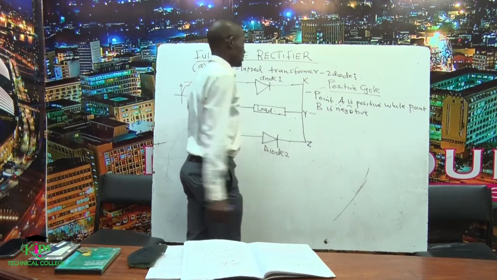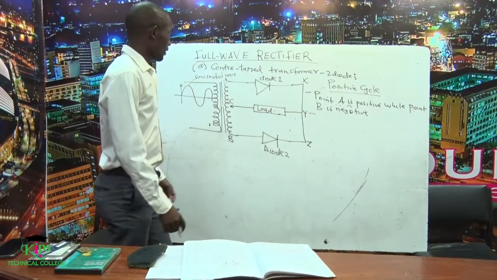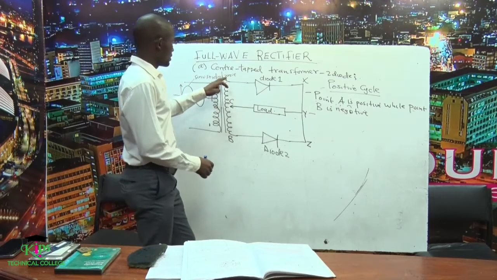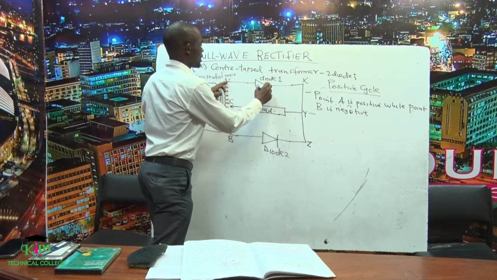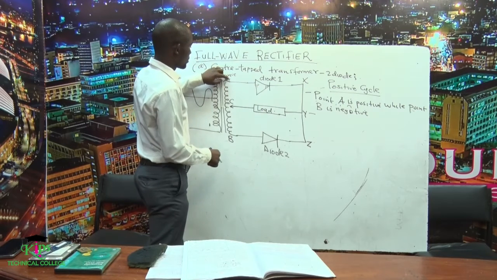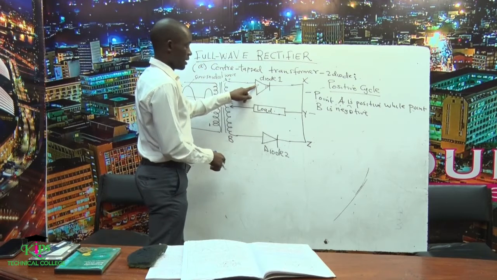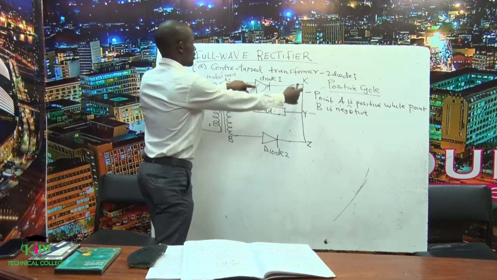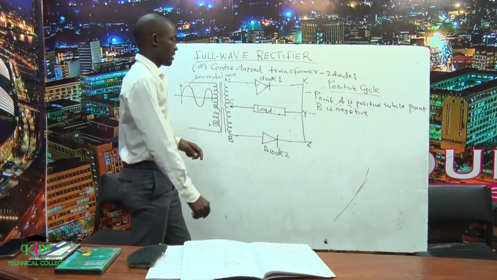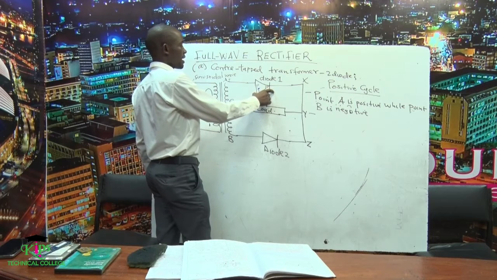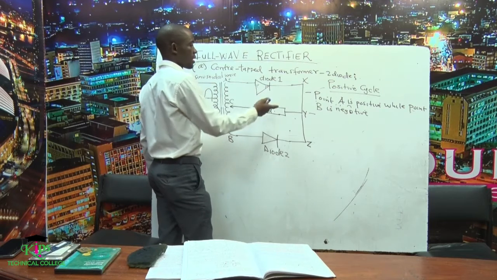The next point should be what will be the status if this point is positive. And remember, this is as good as saying this is P and this is N. It means the positive is connected to P, and this negative, of course, will be connected to N. Such a diode is forward biased. If the diode is forward biased, it means it will allow current to flow.